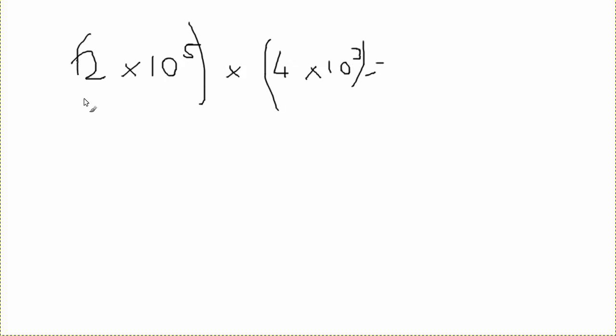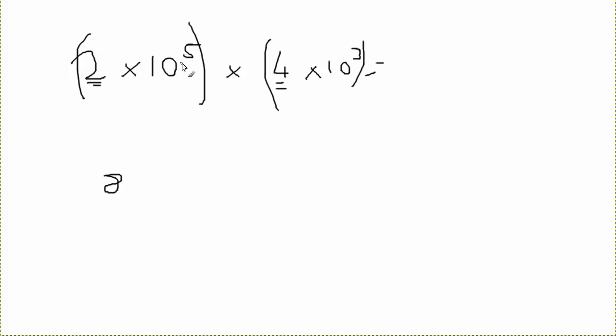So say we've got 2 times 10 to the 5. We're going to do multiplication to begin with, so we multiply it by, say, 4 times 10 to the 3. I'll probably put these in brackets to make sure it doesn't look like 10 to the 5 has been multiplied by that. So how we do this is we take our first number here and multiply it by that. So 2 times 4 is 8.